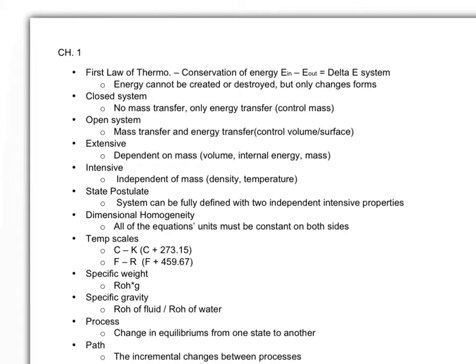Moving right along, specific gravity. Sometimes in an equation, it'll give you the specific gravity of a fluid. All it's saying is that the number they gave you is the fluid's density divided by the density of water.